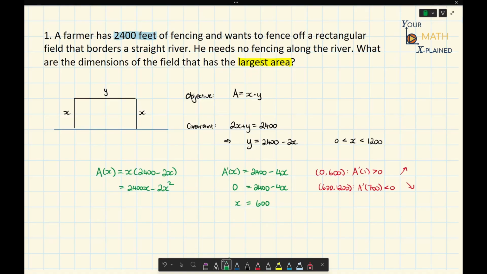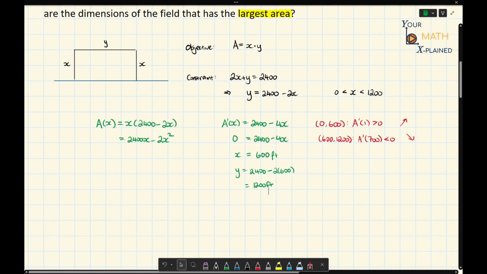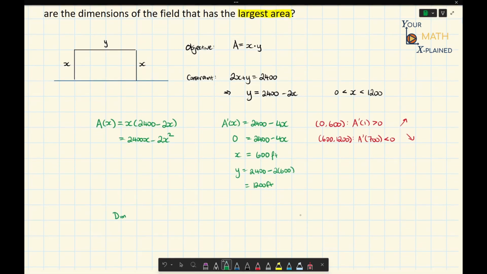So now we can go ahead and finish off the question. We have one side, which is x, is 600 feet. We can go ahead and substitute into this equation here to find our y. So we get y is equal to 2,400 minus 2 times 600. So therefore, y is equal to 1,200 feet. This means the dimension is going to be 600 feet by 1,200 feet so that we get the maximum possible area.